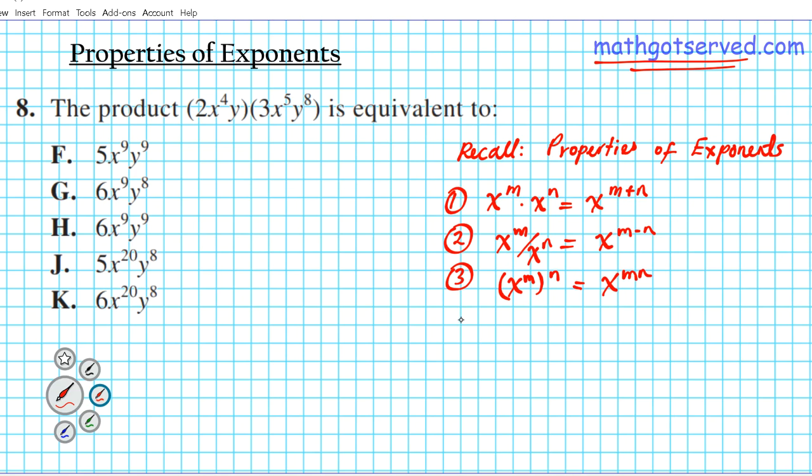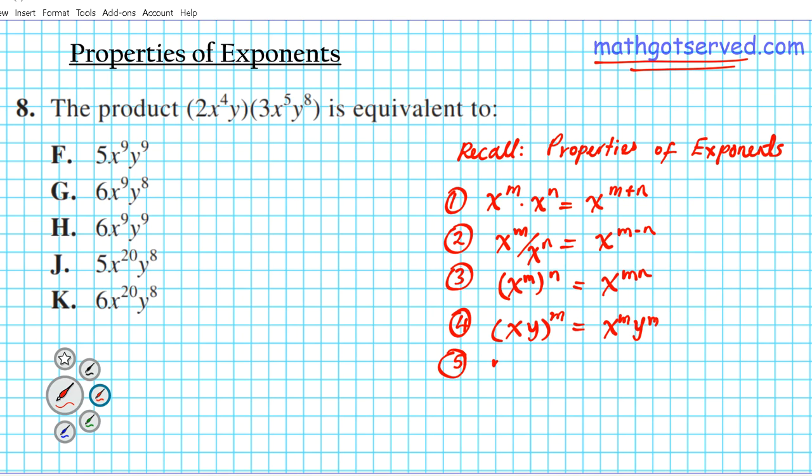Number 4, the power of a product. If you have the product of two terms raised to a power, the result is you just distribute the power to the product of factors that you have, x to the m, y to the m.